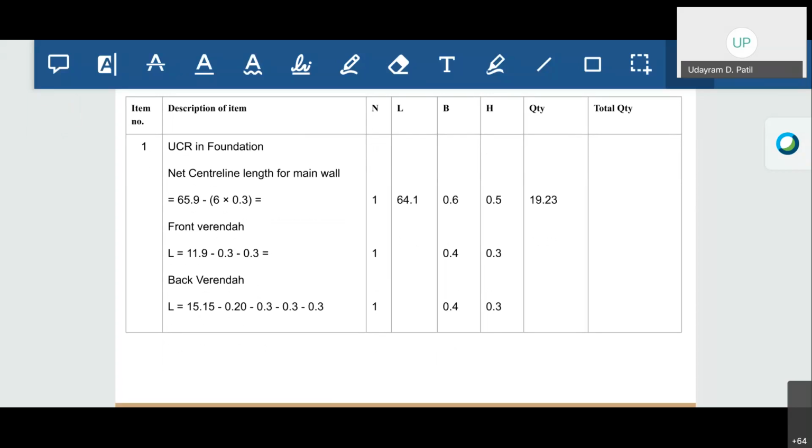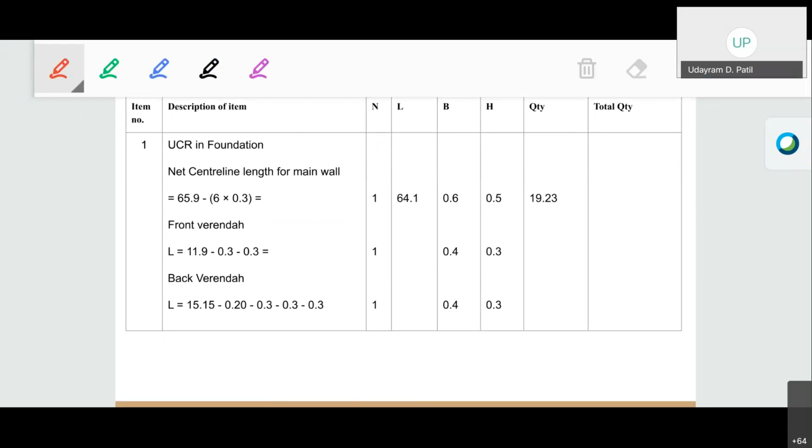Calculate the length for the front veranda and back veranda, and calculate the quantities of each item of the work. Okay, sorry, quantity for the UCR masonry for the front veranda and back veranda. Yeah, length is 11.3 and 14.05.